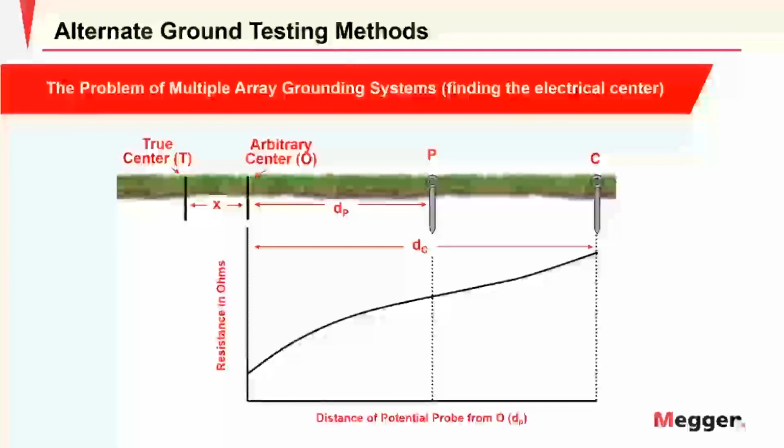But note also on the left side that your graph doesn't level off at the intersection of the x and y axes, but instead it continues to the left. And so what that is indicating is your true electrical center is some distance off to the left, somewhere out on your grid, and you don't know where that is. Next.